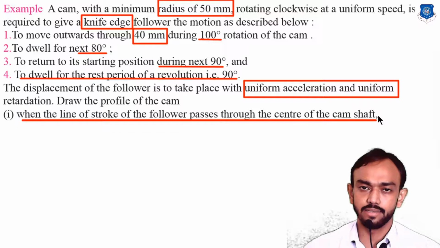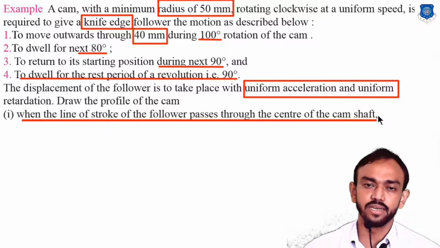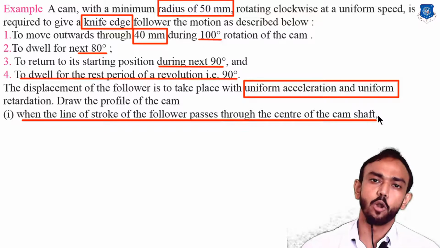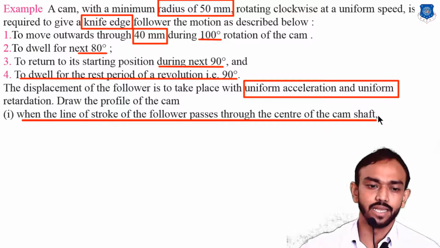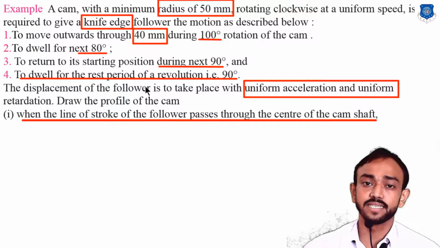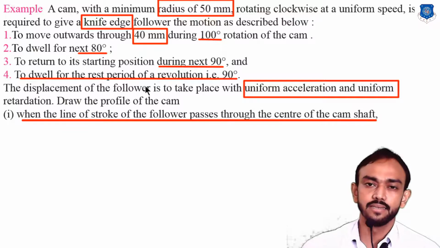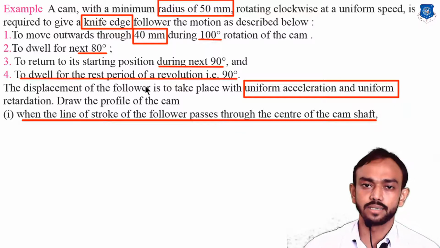First of all, I can divide the examples into 2 categories. One is a radial cam, which means the line of action of the follower passes through the center of the cam. Sometimes an offset is given, with an offset cam and follower, so in that case the follower does not pass through the cam center; there is some offset distance, which means eccentricity. That type of example we will study in the next lectures.